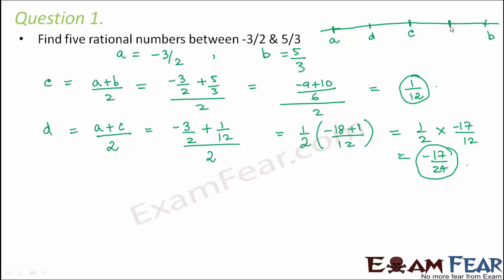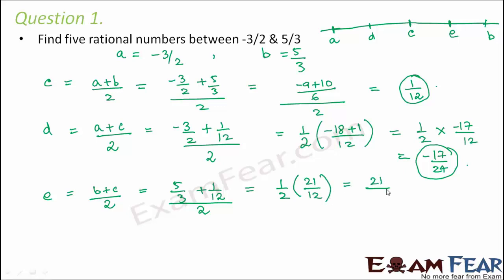So the mean between B and C would give a number between them. Let's call this E. So E would be equal to (B plus C) divided by 2. So that would be equal to (5 by 3 plus 1 by 12) divided by 2. So this would be equal to 1 by 2 into 21 by 12, which is equal to 21 by 24. So this is a number between B and C.